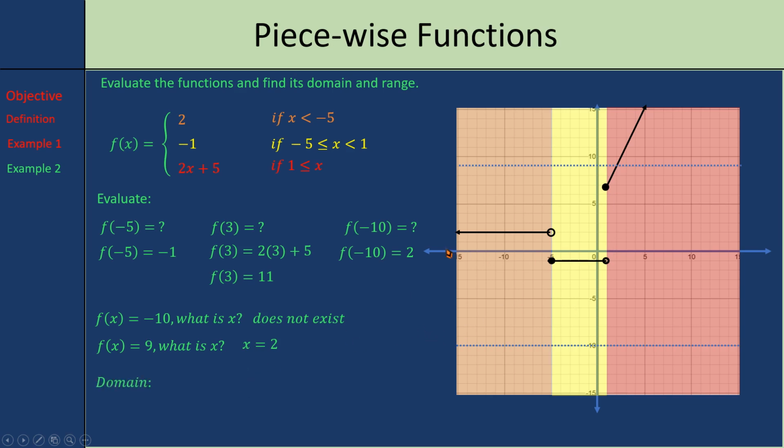And the domain, again, every x value seems to be covered, right? So all real numbers. The range is going to be the y values just here. There's nothing down here, right? So it's just here, y is at -1. And then here, y is at 2. And here, y is larger than or equal to 7.